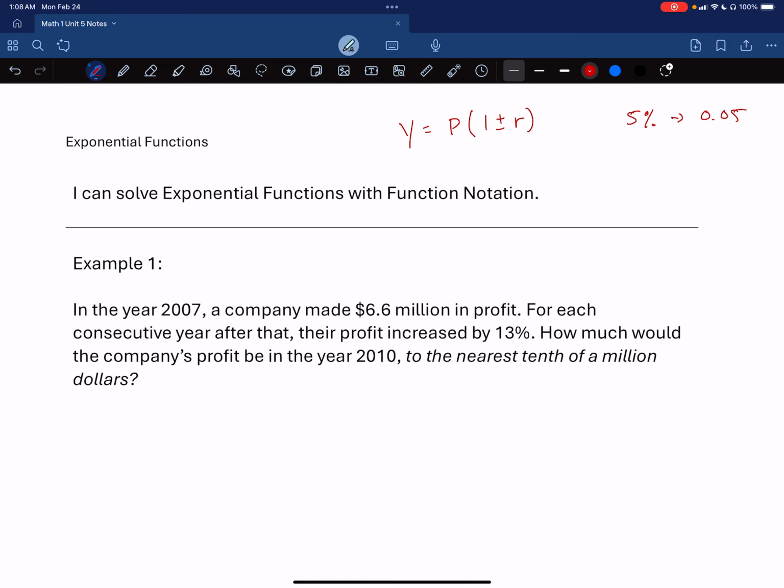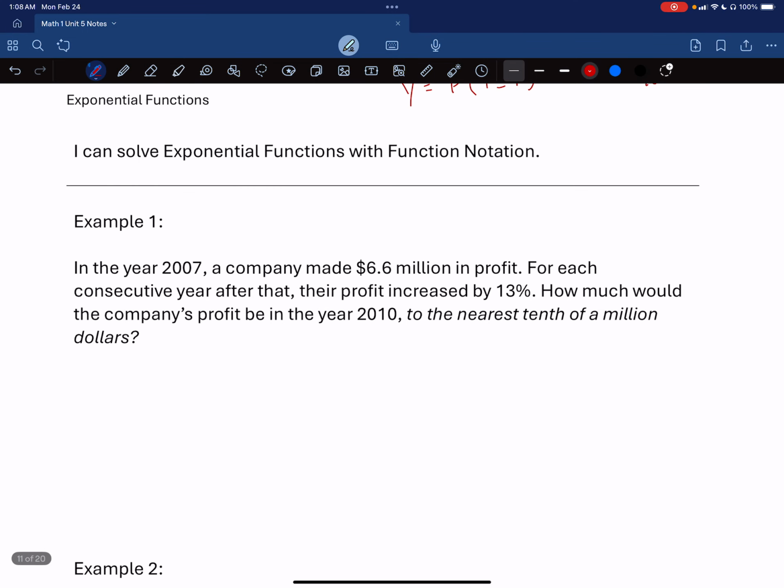Okay, that was our formula. So if you're increasing, you do plus. If you're decreasing, you just do minus, right? It's basically the same formula. That's from lesson 4. So when we're saying here, right, we're increasing this. Okay, so this is going to be a plus problem. I know what 13% is, so I can rewrite my 13% as 0.13. And we know what our principal is, right?